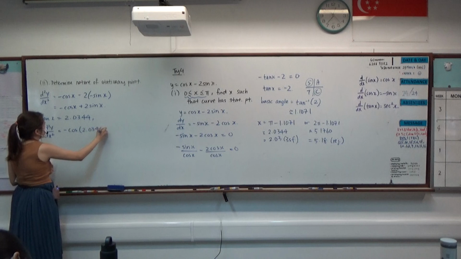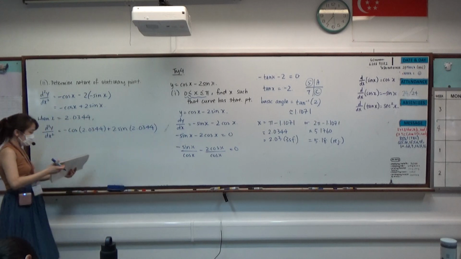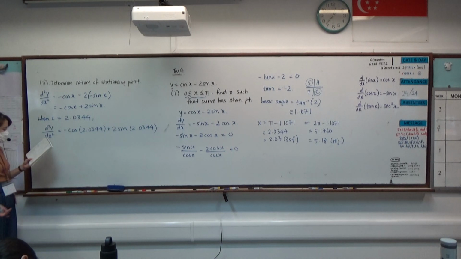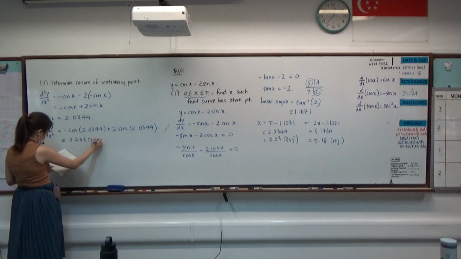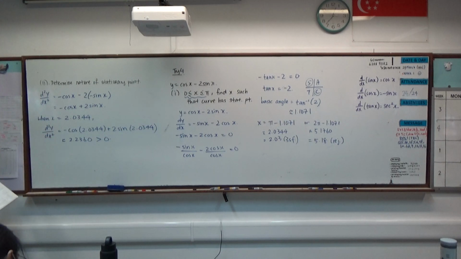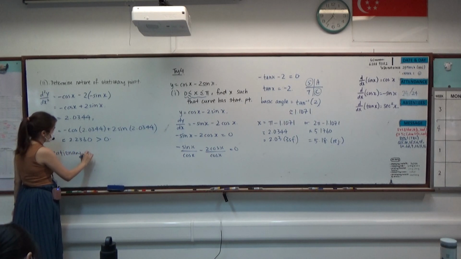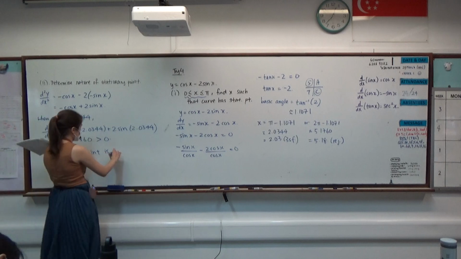key this into your calculator and determine the value. Must be in radian mode. Very often when doing your calculus, differentiation and integration using trigonometry, we are in radian mode. In this case we get 2.2360, which is more than 0, and that will tell us that the stationary point is minimum or maximum. What would it be, Joseph? Minimum or maximum? Minimum. Minimum, okay, great.